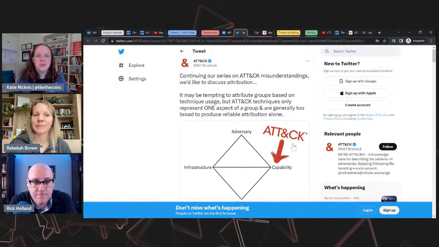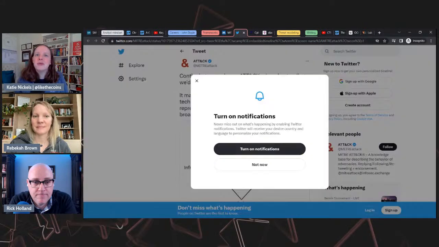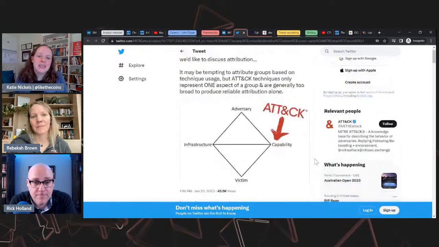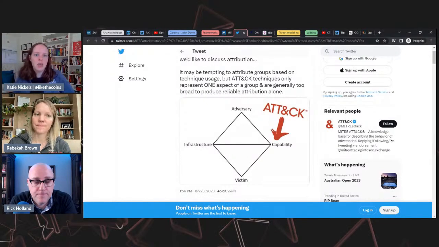And so this recent tweet from them was highlighting the fact that if you have overlap in PowerShell and scheduled task techniques, it's not super unique. That would just fall under the capability feature. Maybe if you also have overlap in a command and control IP and you find it's targeting financial sector orgs, that's the victim feature, right?